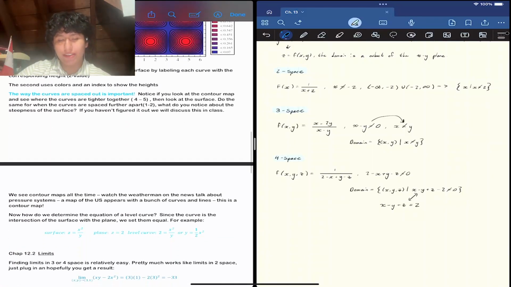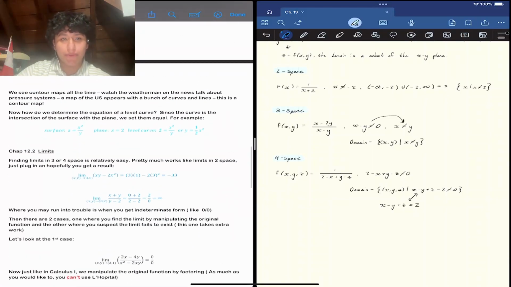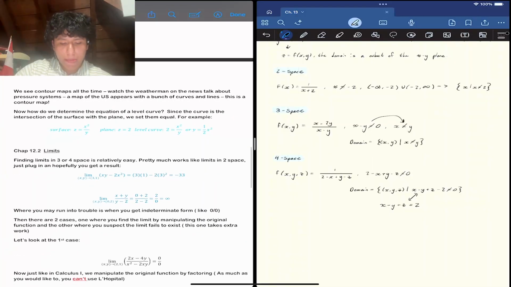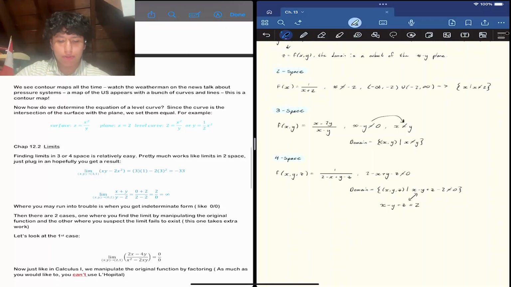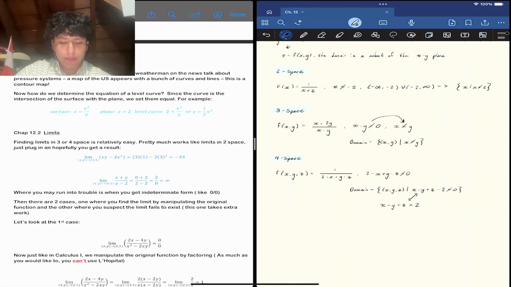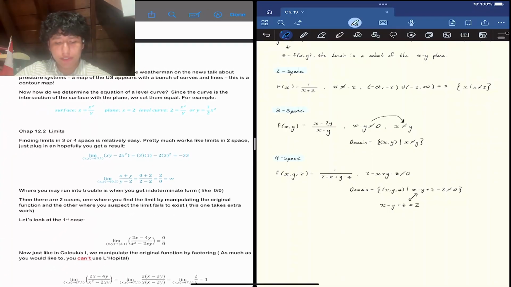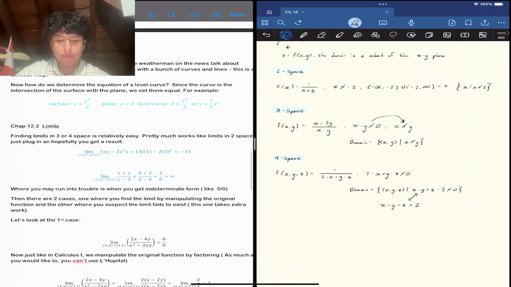If you haven't figured it out yet, we'll discuss in class. That would have been me, but not. We see contour maps all the time. A map of the US appears with a bunch of curves and lines. That is a contour map. How do we determine the equation of a level curve? Since the curve is an intersection of the surface with the plane, we set them equal.